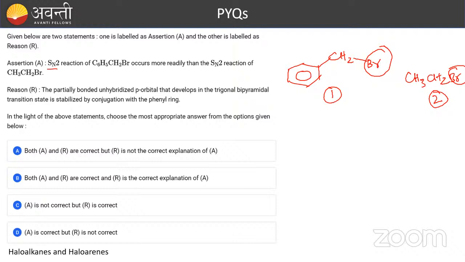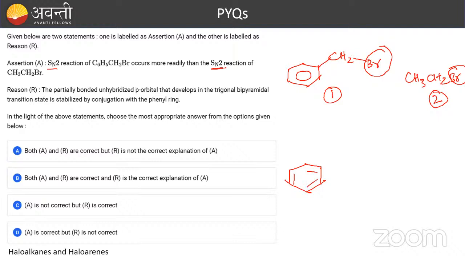So it occurs more readily because benzene is a more stable compound, and this will be stabilized through resonance, and that is what is given in the reason. The partially bonded unhybridized p orbital that develops in the trigonal bipyramidal transition state is stabilized by conjugation with the phenyl ring. So SN2 means we will get a pentavalent transition state, right? Do you remember in SN2, carbon will form five bonds.